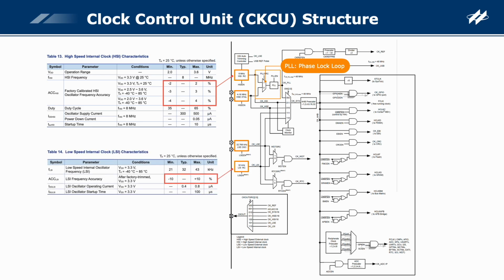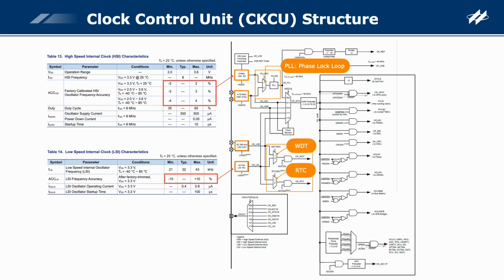Fourth, the low-speed internal RC oscillator, LSI, with a frequency of about 32 kHz, produces a low-power and affordable clock source and requires no external components. After the factory calibration, the frequency accuracy ranges from -10% to +10% under constant temperature and constant voltage conditions.